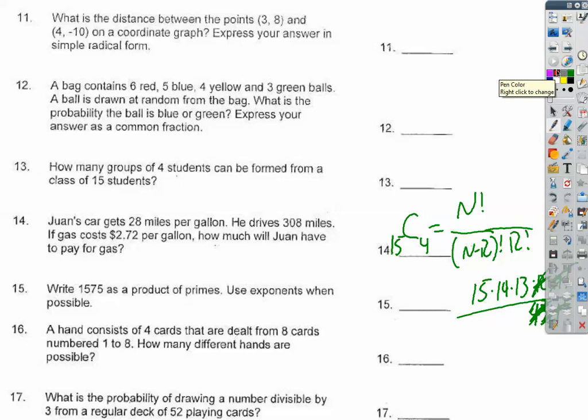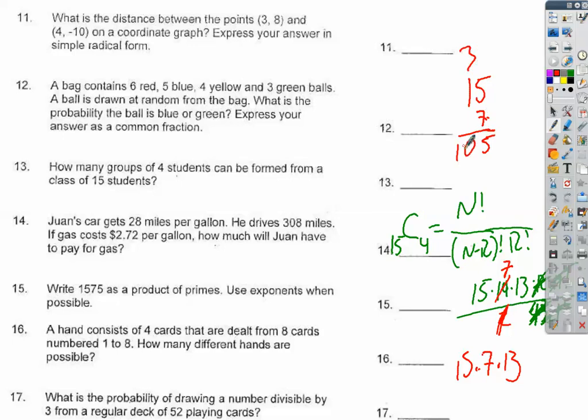And then we still have the 2 left over from the factorial. We have 14 divided by 2, so that's 7. And then that cancels out, so we have 15 times 7 times 13. So you just multiply these together. 15 times 7 is 105. And then I have to multiply it by 13.